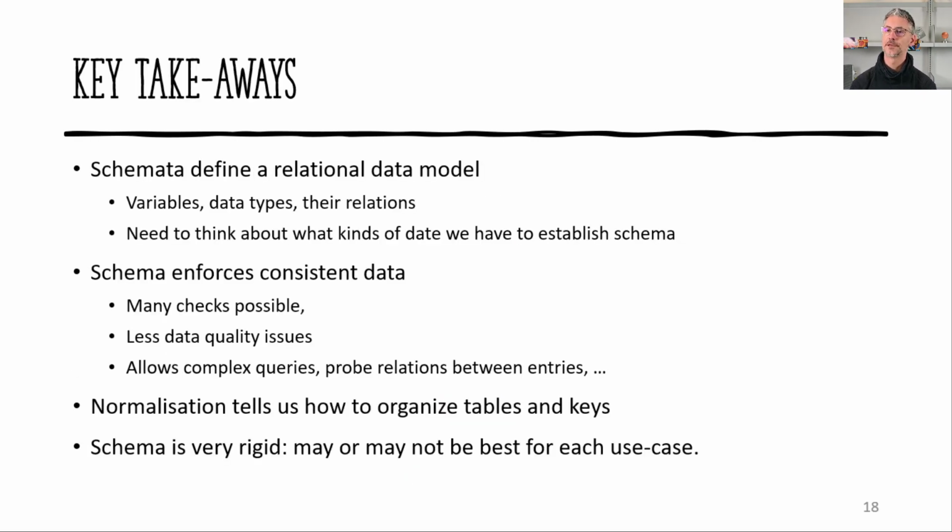So schemata define a relational data model, including variables, data types and their relations, and you need to think about what kind of data you have when you want to establish a schema. It also enforces a consistent data treatment and makes many checks possible that leads to fewer data quality issues, allows complex queries and so on. Using normalization tells us how to organize data in tables and keys, but the schema is very rigid, and that may or may not be a good thing for the specific use case you have in mind.